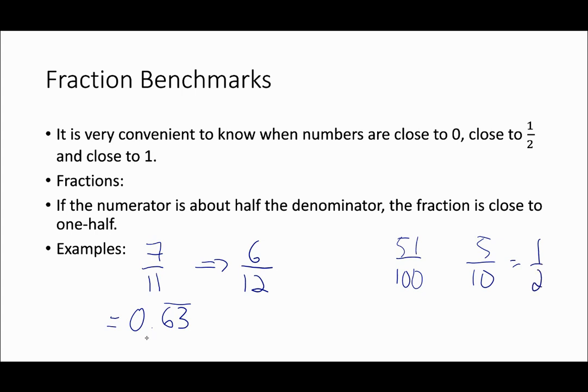I should never write equal. I'm going to write is approximately. That's what those squiggles mean, kind of a guess. Okay, so 5 out of 10, you can kind of reduce. You can divide it by 10. This doesn't divide evenly into 10, but it divides roughly into 5. So that's another example of benchmarks. If you see that your numerator is roughly half of your denominator, then your fraction is pretty close to a half.